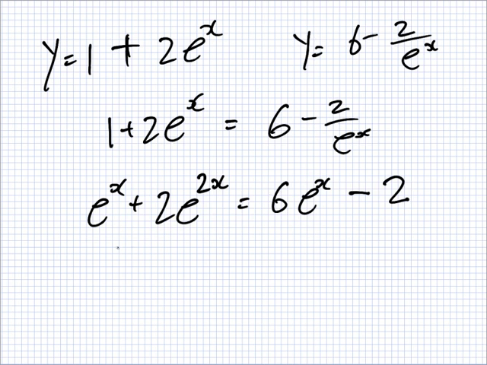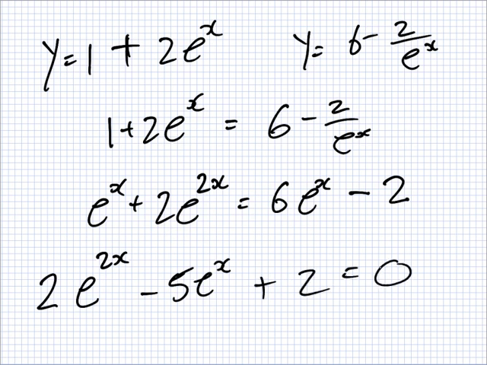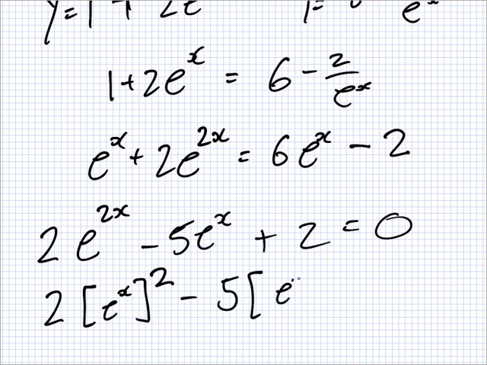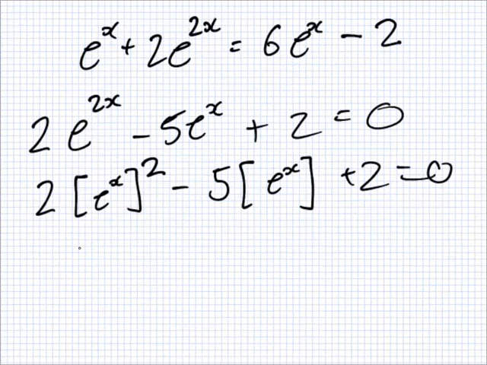Take it to the other side. So 2e to the 2x, and then e to the x minus 6e to the x, minus 5e to the x, and then plus 2 equals 0. And now, what am I getting at here? Quadratic. I'm getting at quadratic, because this is like 2(e to the x) squared minus 5(e to the x) plus 2. Does this have factors? I think it does. Let's see.